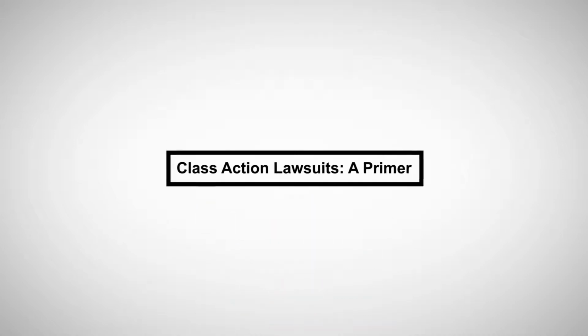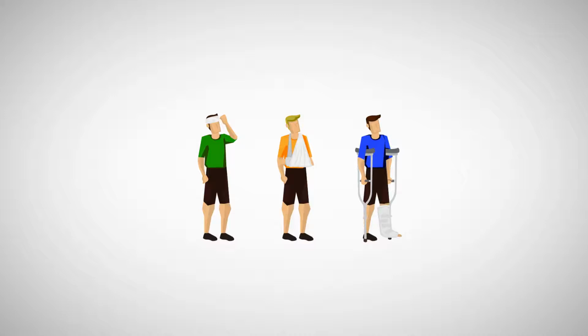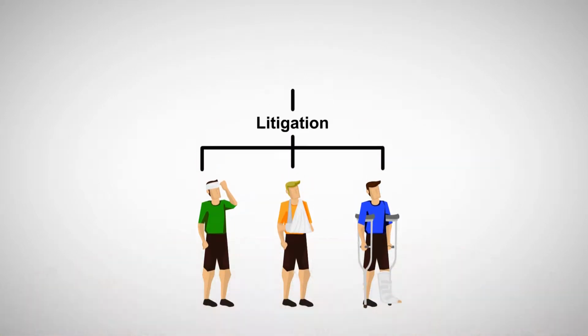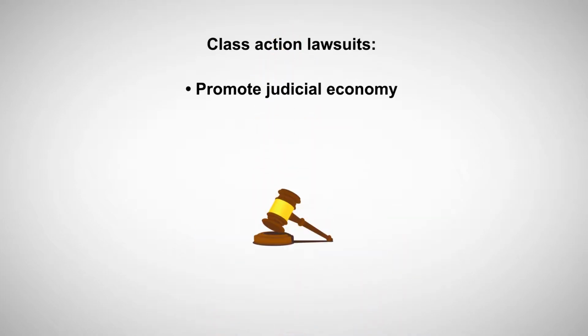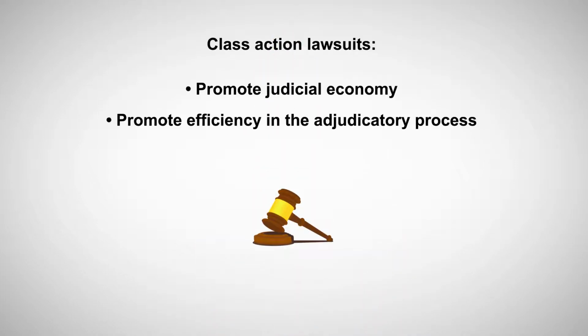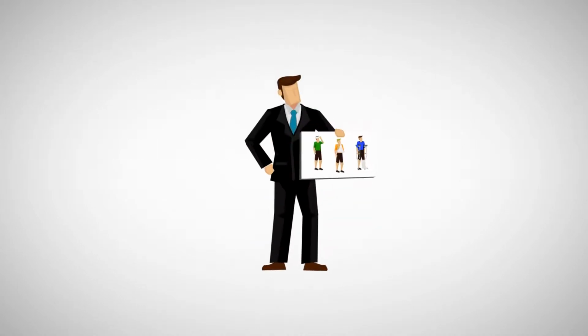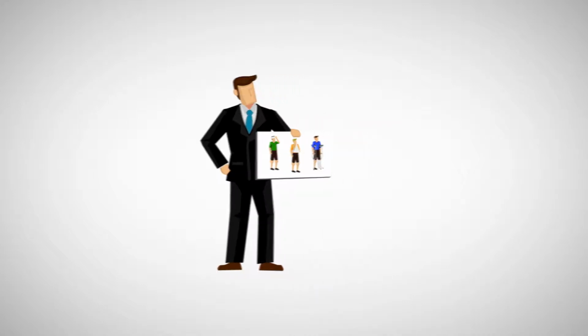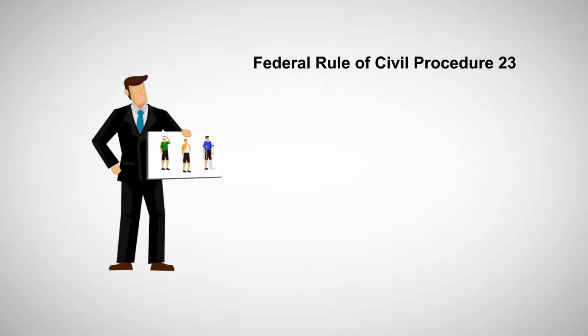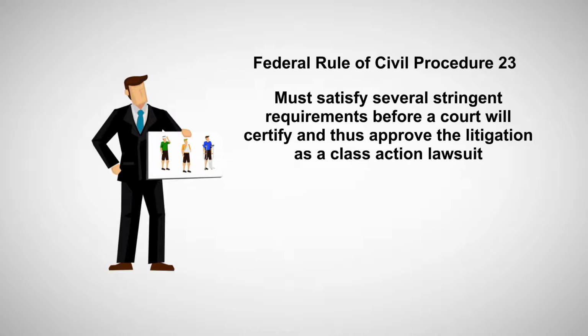Class action lawsuits provide an important vehicle by which similarly situated claimants, sometimes numbering in the thousands, can litigate their causes of action in a single judicial forum. As such, class action lawsuits promote judicial economy, efficiency in the adjudicatory process, and fairness to the participating claimants. An attorney striving to represent a class of individuals suffering similar harms must, under Federal Rule of Civil Procedure 23, satisfy several stringent requirements before a court will certify and thus approve the litigation as a class action lawsuit.